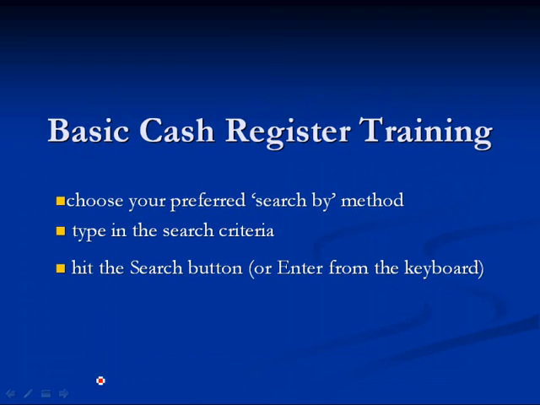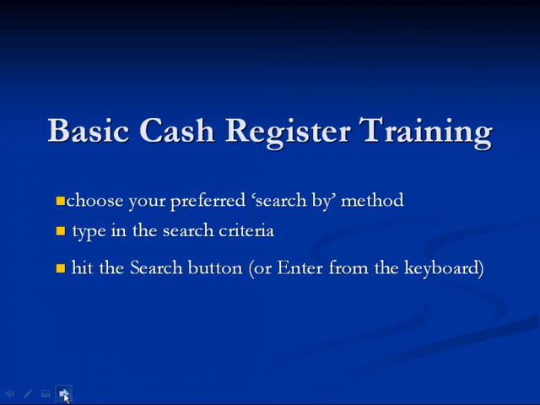So let's go over that again. You want to choose your preferred search by method. That would be keywords or author. And then you want to type in your search criteria, which might be the title of the book or the author's last name. And then click on your search button or enter off your keyboard.